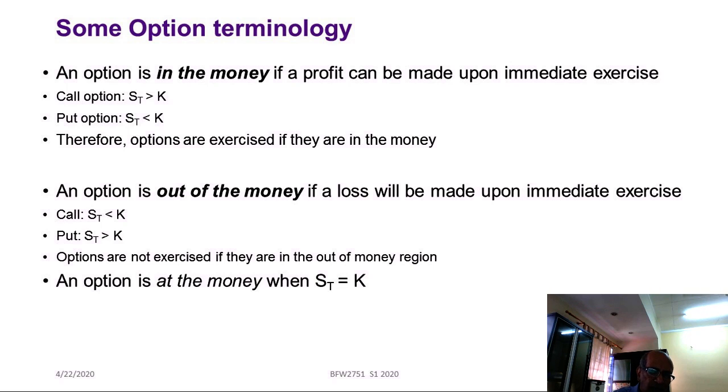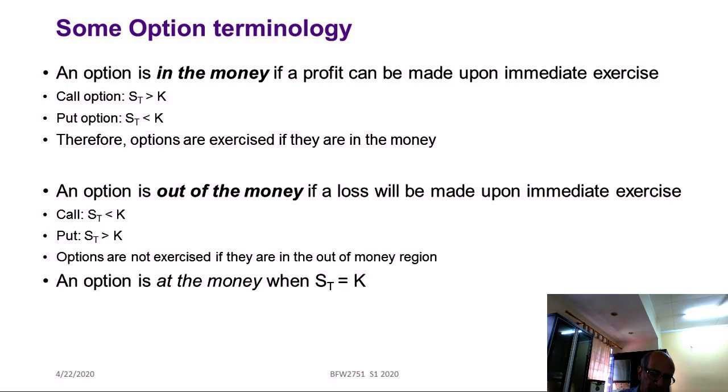Okay, what do you mean by out of the money? The out of the money region is the opposite of the in the money region. It is the region where a loss will be made if you exercise it. Nobody will exercise it. Since there is no obligation, you don't have to exercise it. You can just leave it like that. For a call option, if the ST is below K, no one will exercise it.